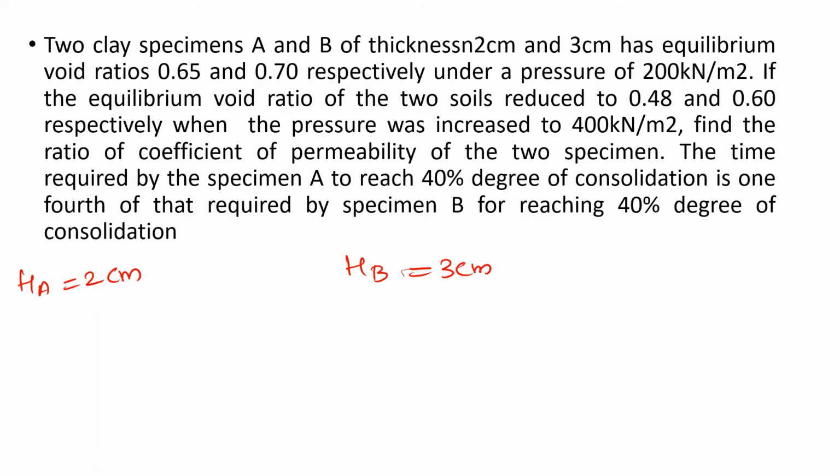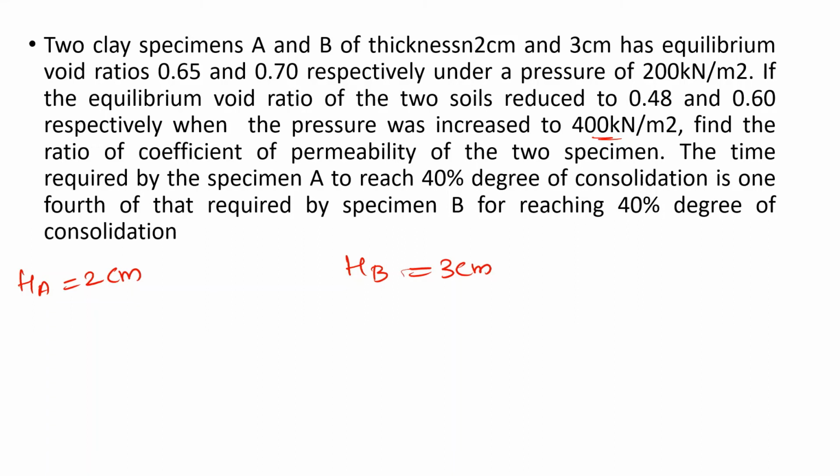Then after that, the equilibrium void ratios of the soils are reduced to 0.48 and 0.60 when the pressure is increased to 400 kilonewton per meter square. So we need to find out the ratio of coefficient of permeability of the two specimens, and also the time required for specimen A to reach 40% degree of consolidation, which is 1/4 of that of specimen B.